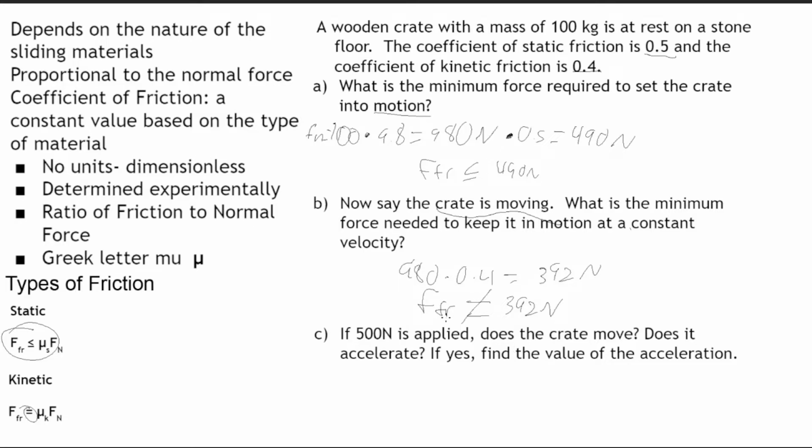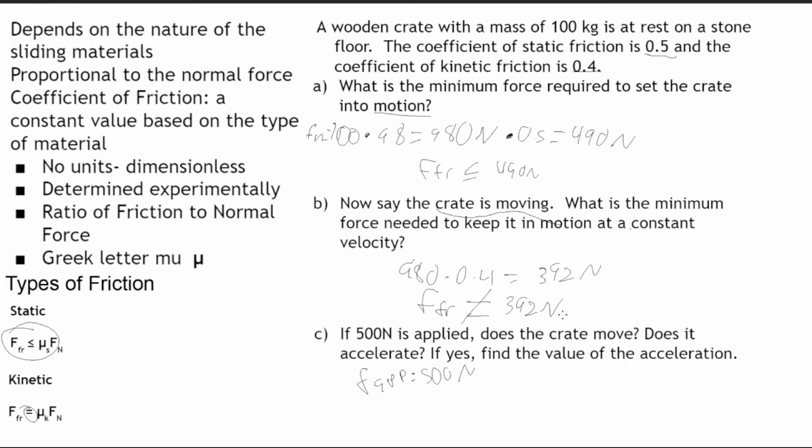So let's take a look. If 500 newtons is applied to the crate, does it move? Does it accelerate? If yes, find the value of the acceleration. Looking at our original value, the question of whether the crate moves implies that we're using kinetic friction. If we evaluate whether the crate is moving, yes or no, that means we're using kinetic friction. So if 500 newtons is applied, we have F applied equal to 500. Does the crate move?